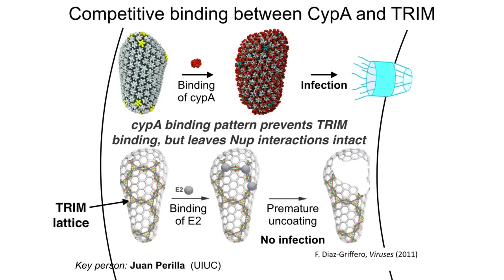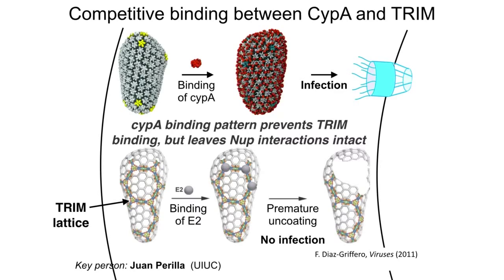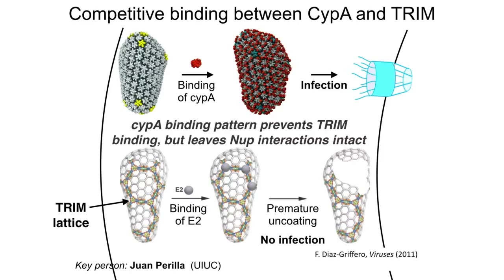And if it forms these centers at the corners of the adjacent hexagons, this other factor called E2 binds. And when E2 binds, that's basically a big "degrade me" sign, which causes other proteins in the cell to come in and degrade it. So the cyclophilin prevents TRIM from binding, but not enough of the cyclophilin binds that it can't get through the nuclear pore complex. So cyclophilin actually plays a very important role in getting through this.